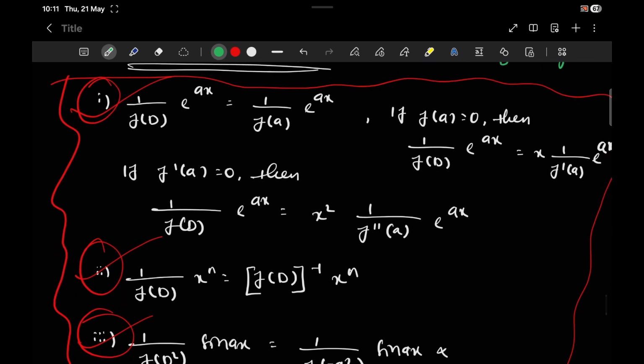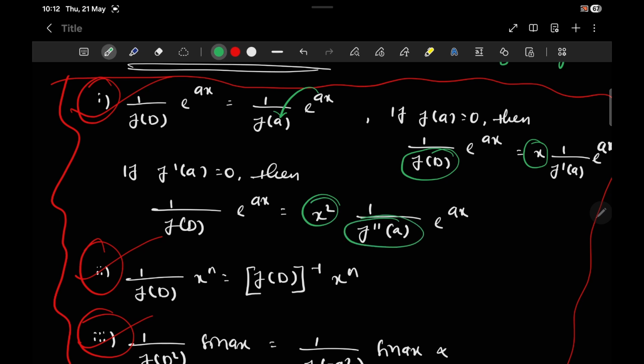So if there is a term in the form of e to the power ax, we will put a in the place of D. Then we will see whatever happens. If f of a becomes 0, then we will take the derivative of this term, f dash D, put a in the place of D and multiply with an x. Similarly, if f dash a becomes 0, we will have an x square and we will have a double derivative.